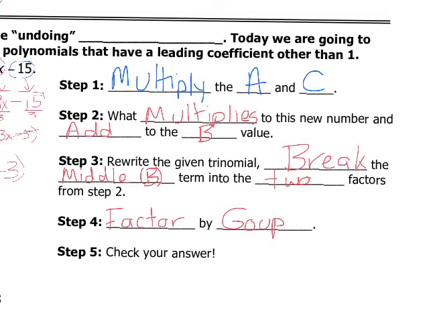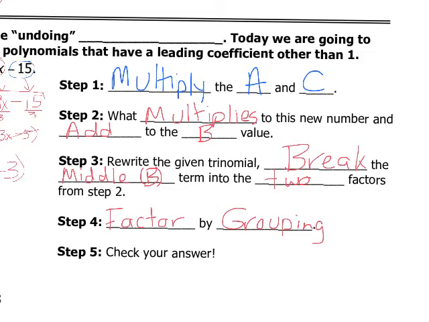If I could spell grouping. I spelled gooping. Grouping. There we go. Okay. Oh, undoing distribution. Sorry, I skipped that one.